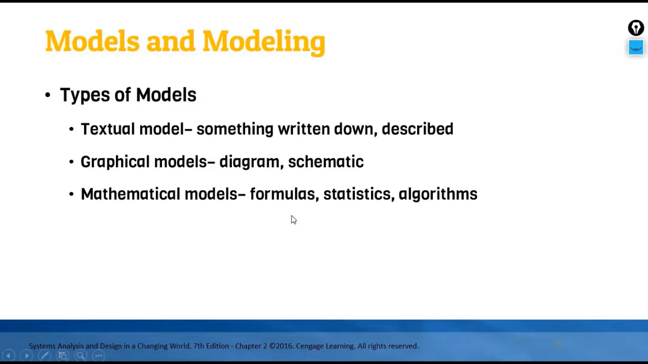And mathematical models are formulas, statistics, and algorithms. So these are system models that describe requirements numerically or with mathematical expressions. Analysts often use mathematical models to represent functional requirements for scientific and engineering applications, and occasionally use them to describe business system requirements in areas such as accounting and inventory control.